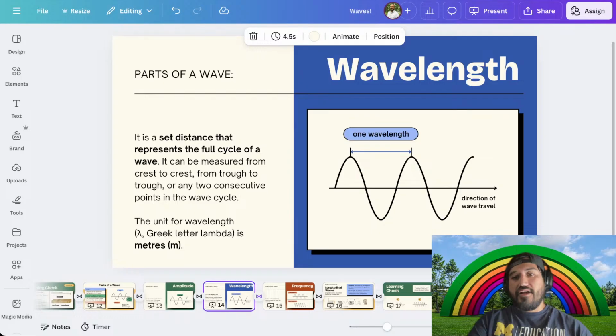Next, we looked at wavelength, which could be measured in two different ways, but in the main part of what we've been looking at, one wavelength is from one crest to the other crest of the wave. It could also be measured from one trough to the other trough. We haven't gone too much into this Greek letter. This is a new presentation that I found and have been thinking about using after break.